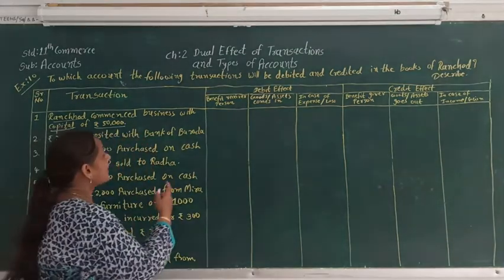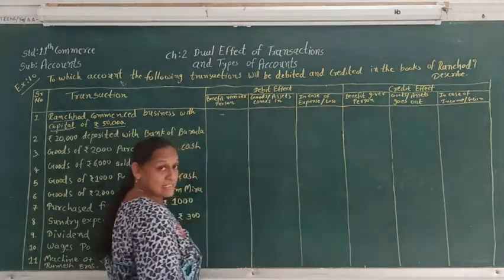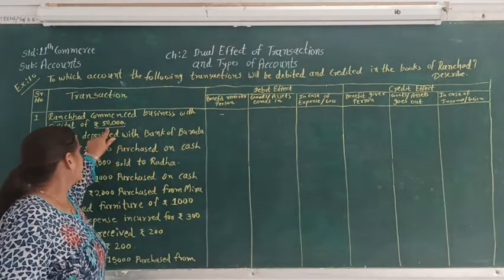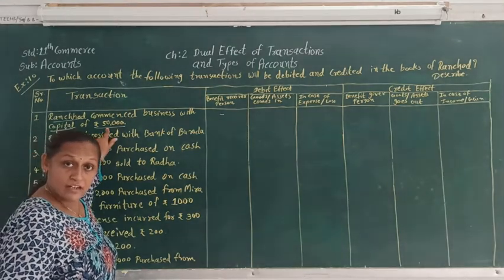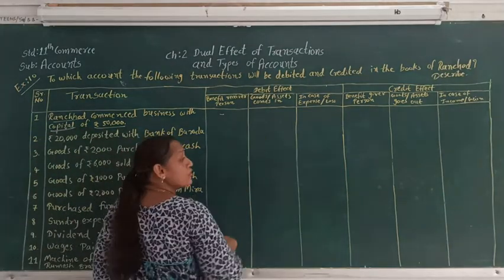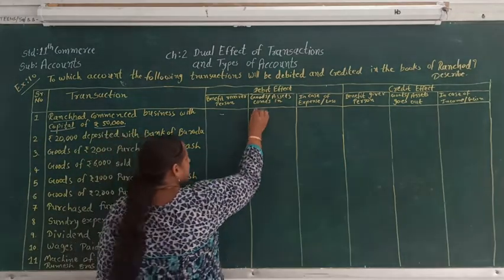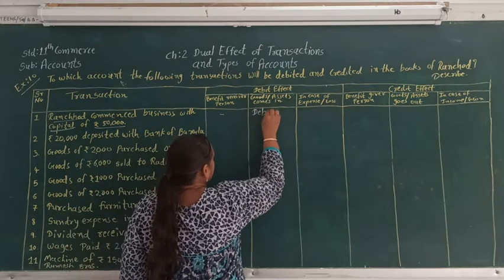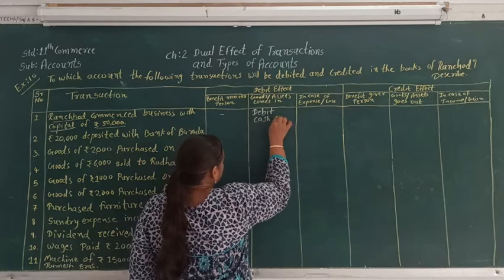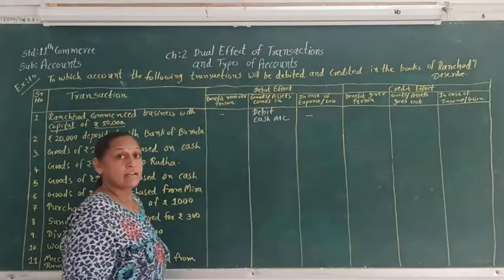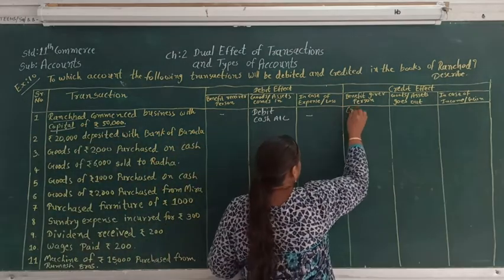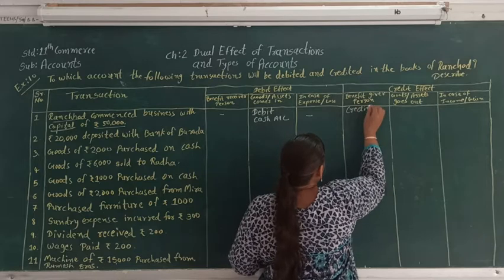So here we are going to write on the debit side a real account, and the rule of the real account is debit what comes in. So here cash is coming into the business, so the cash account is going to be debit. So debit cash account, and the capital account is going to be credit. So credit capital account.